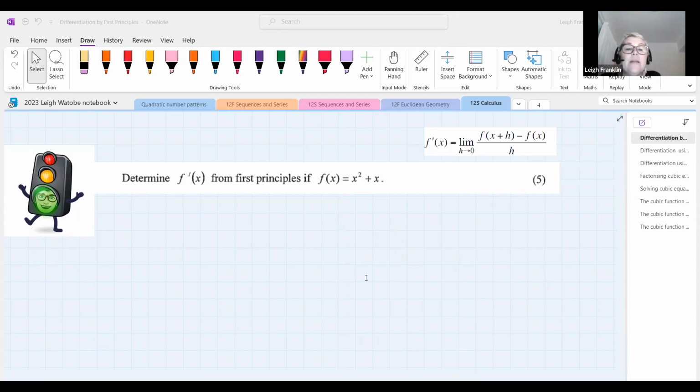Yeah, see, once you get it, it's actually very, very easy. It's not meant to be difficult. It's meant to be easy, easy marks.